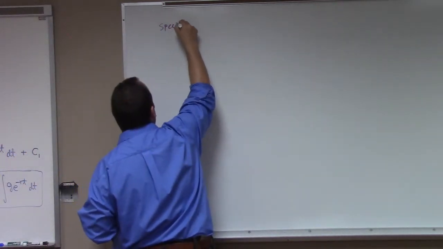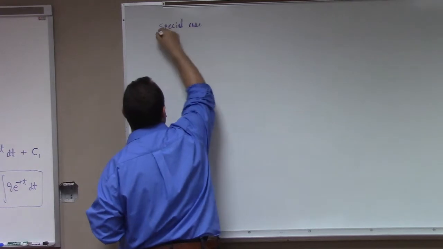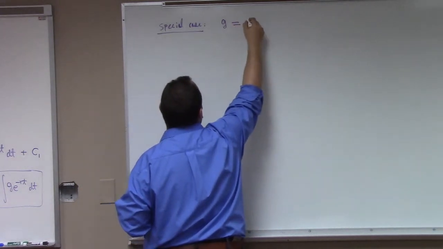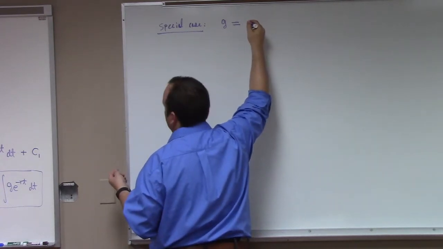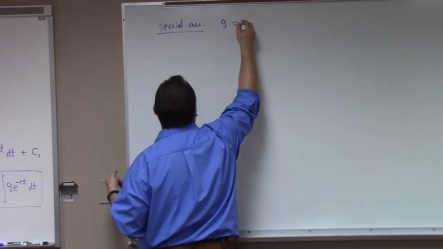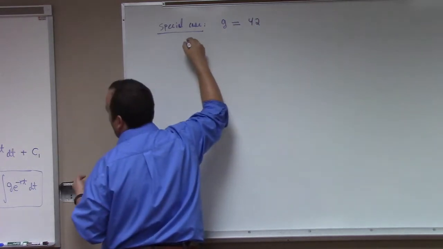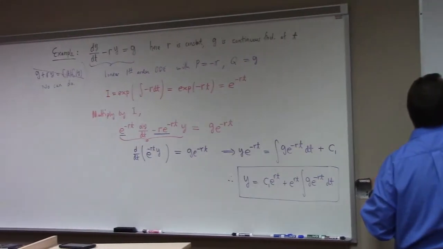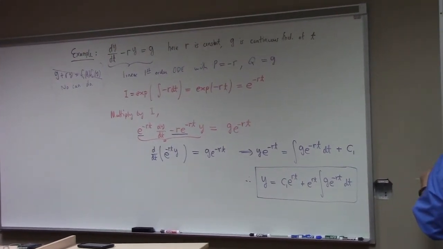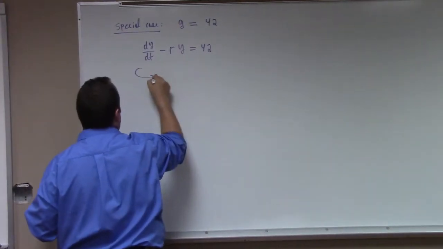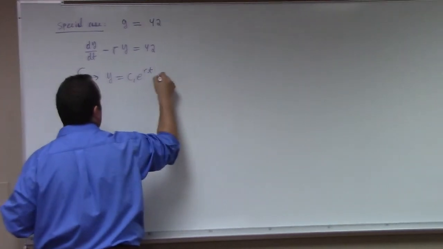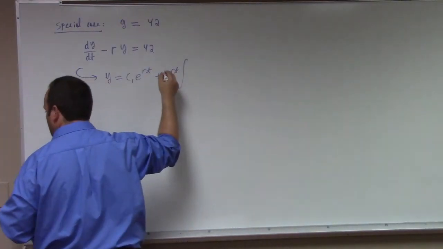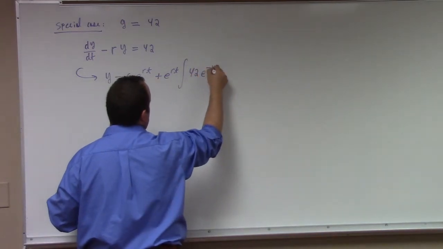So a special case of this would be what? Lots of special cases, but here's a special case. If we look at g equal to, say, a constant. I don't know, 42. So we'd be solving something like dy dt minus ry equals 42. Then allegedly the solution is y equals c1 e to the rt plus e to the rt times the integral of 42 e to the minus rt dt.